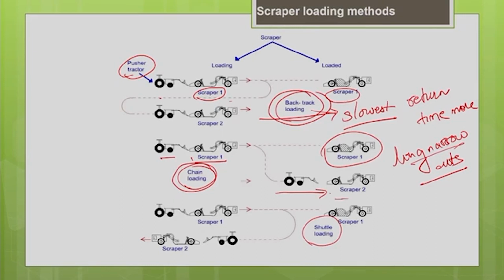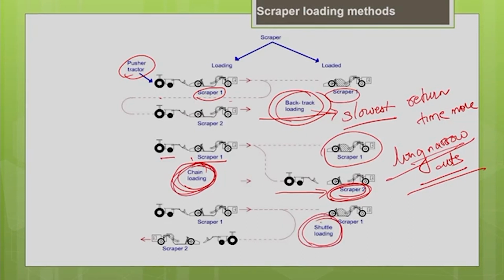But here, scraper 2 will come and wait near the pusher. Your pusher need not backtrack again, it need not return back and spot the next scraper. So scraper 2 will come and wait near the pusher. This is commonly adopted in long roads, long narrow cuts like roads. Here also, since the returning time is reduced, you can see that the chain loading cycle time will be less.